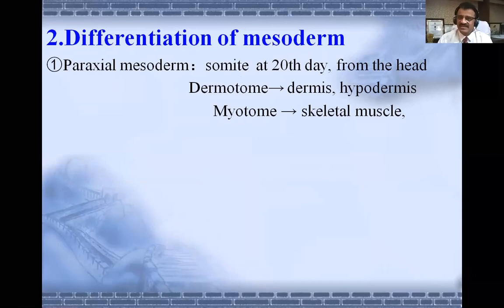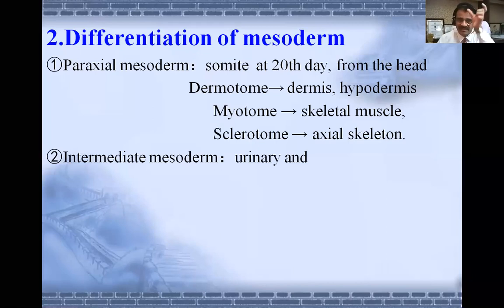Dermatome means dermis and hypodermis. These two layers are formed by the mesoderm. I told you the epidermis is formed by the ectoderm. Then myotome means all skeletal muscles. Sclerotome means axial skeleton, meaning bone in the midline.